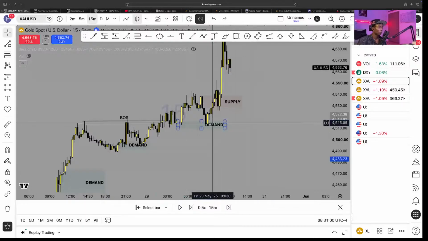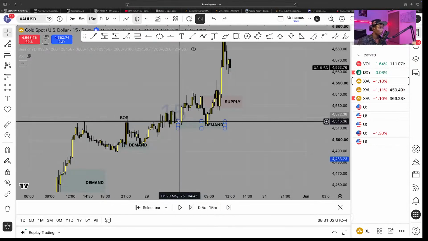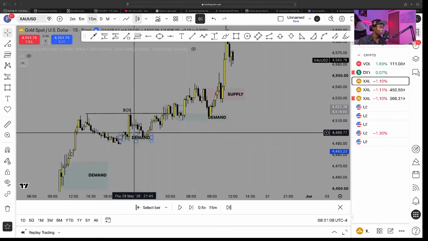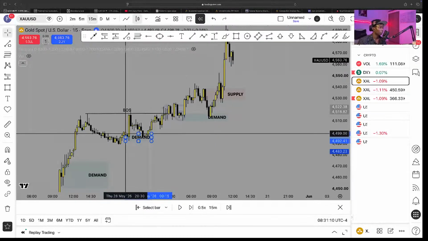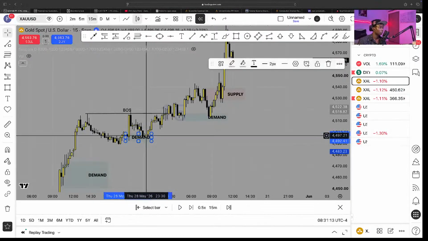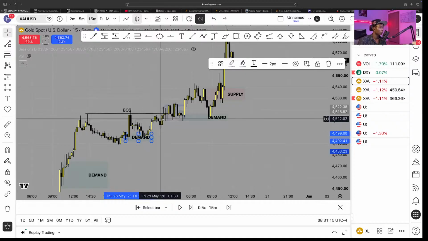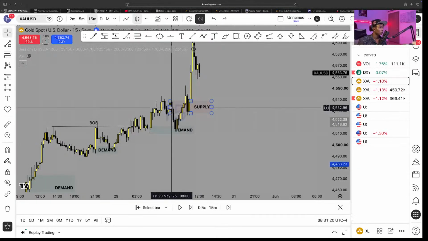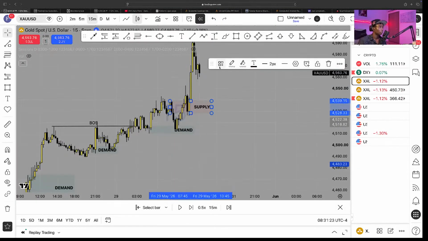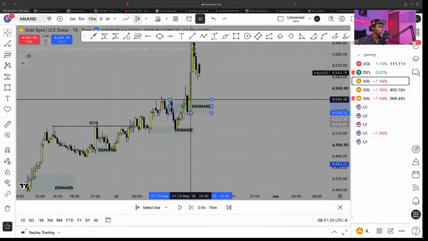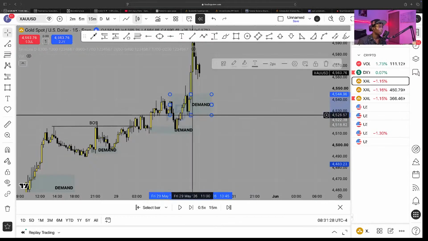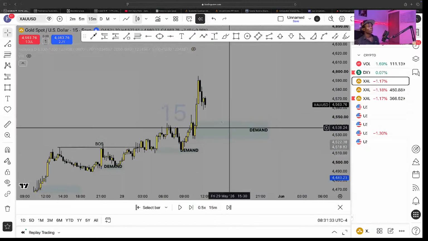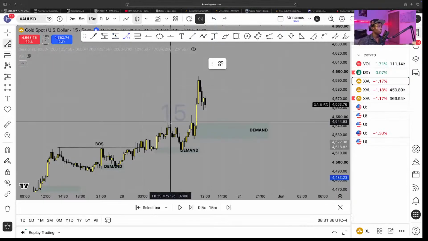See, this was a very fresh demand at this level. And this, as you guys can see, was also a fresh demand. When price comes into this demand, you can see our buyers stepped in again and pushed price higher. Same thing happened here. You see this supply failed and it turned into a fresh demand zone. And we have a break of structure.